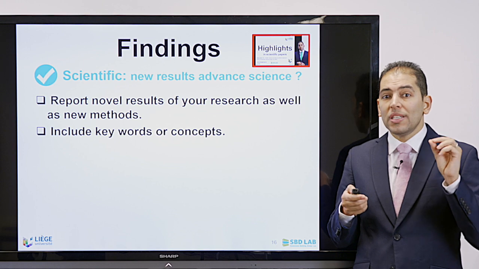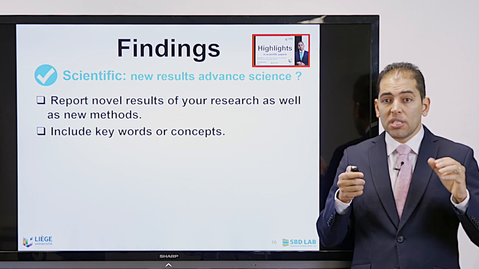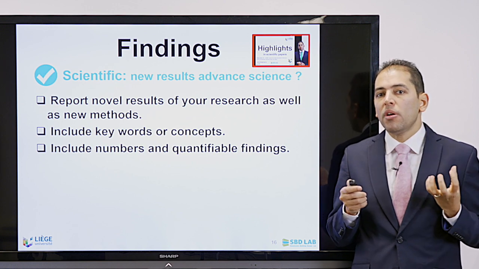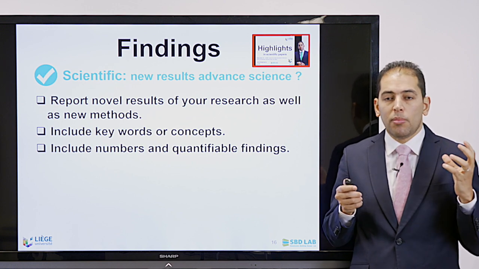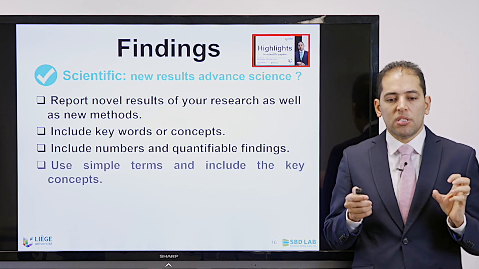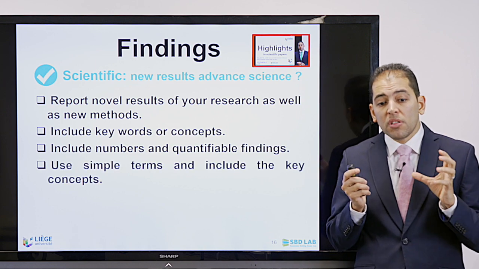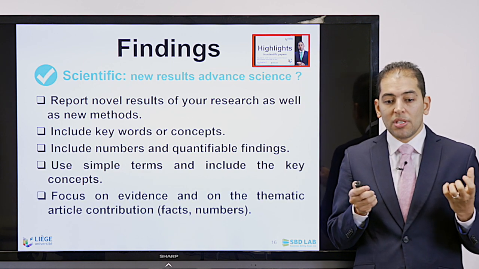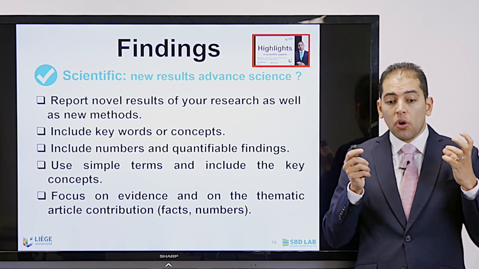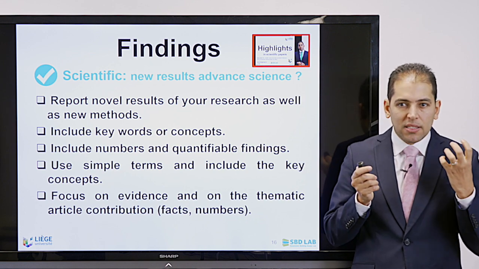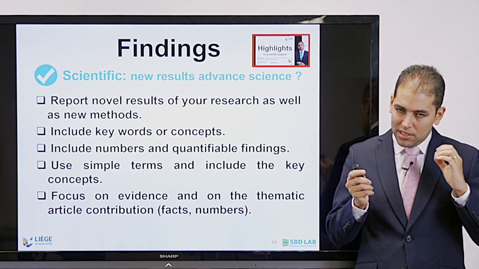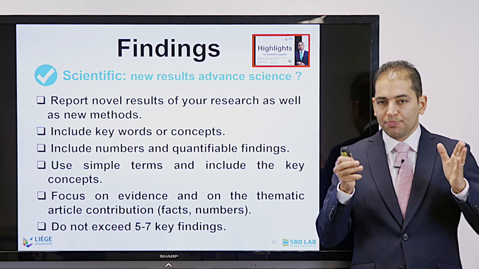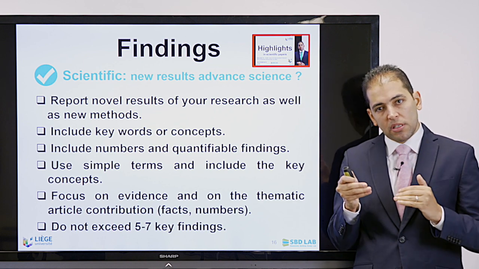So include keywords of your research and concepts in your findings. Make sure that you include numbers and quantifiable findings, not just qualitative blah blah blah. Put in numbers as much as you can, especially if you are doing quantitative research. Use simple terms and include key concepts of your research. Focus on evidence and on the thematic article contribution: facts, numbers. In this study you found this. And in general, when you are talking about findings, try to have a maximum of 5 to 7 key findings.